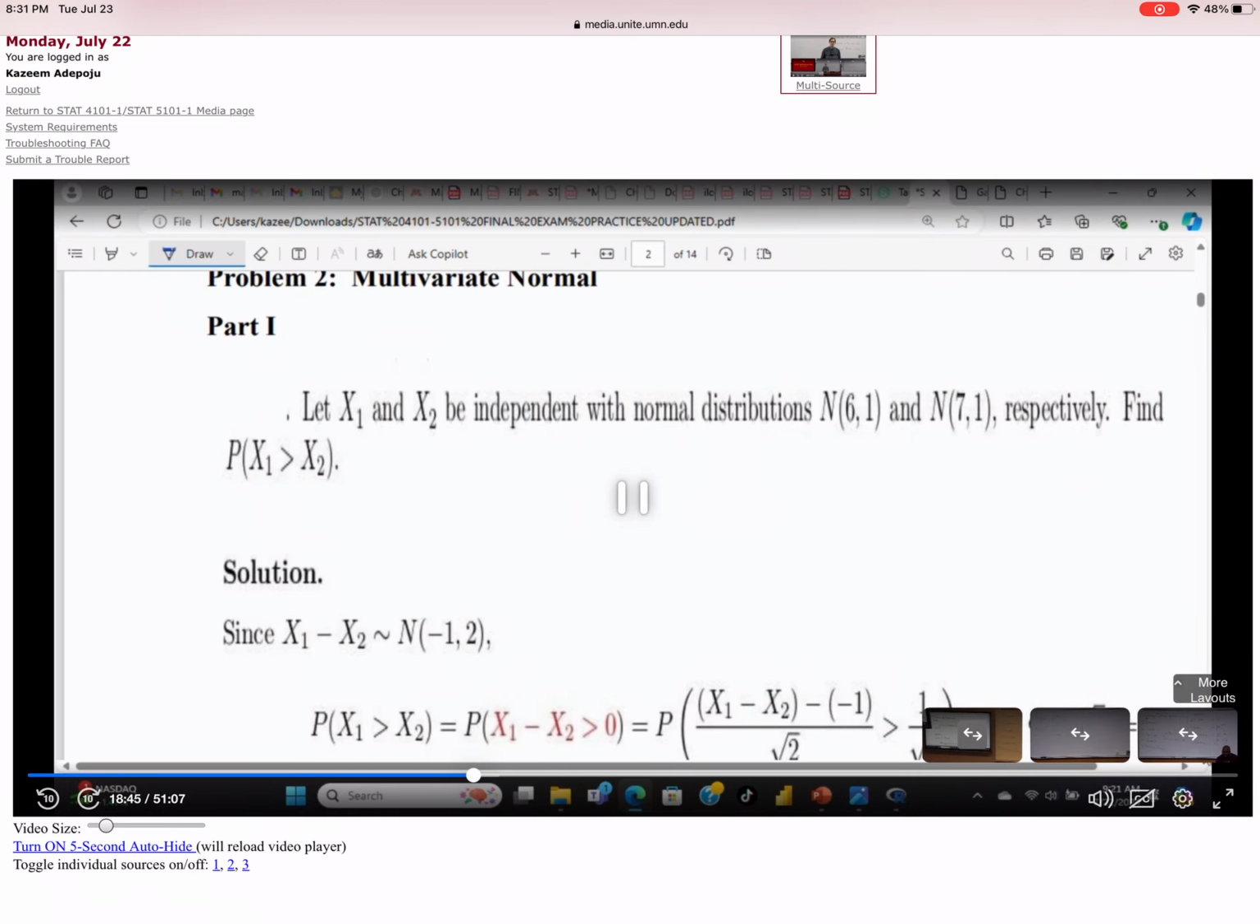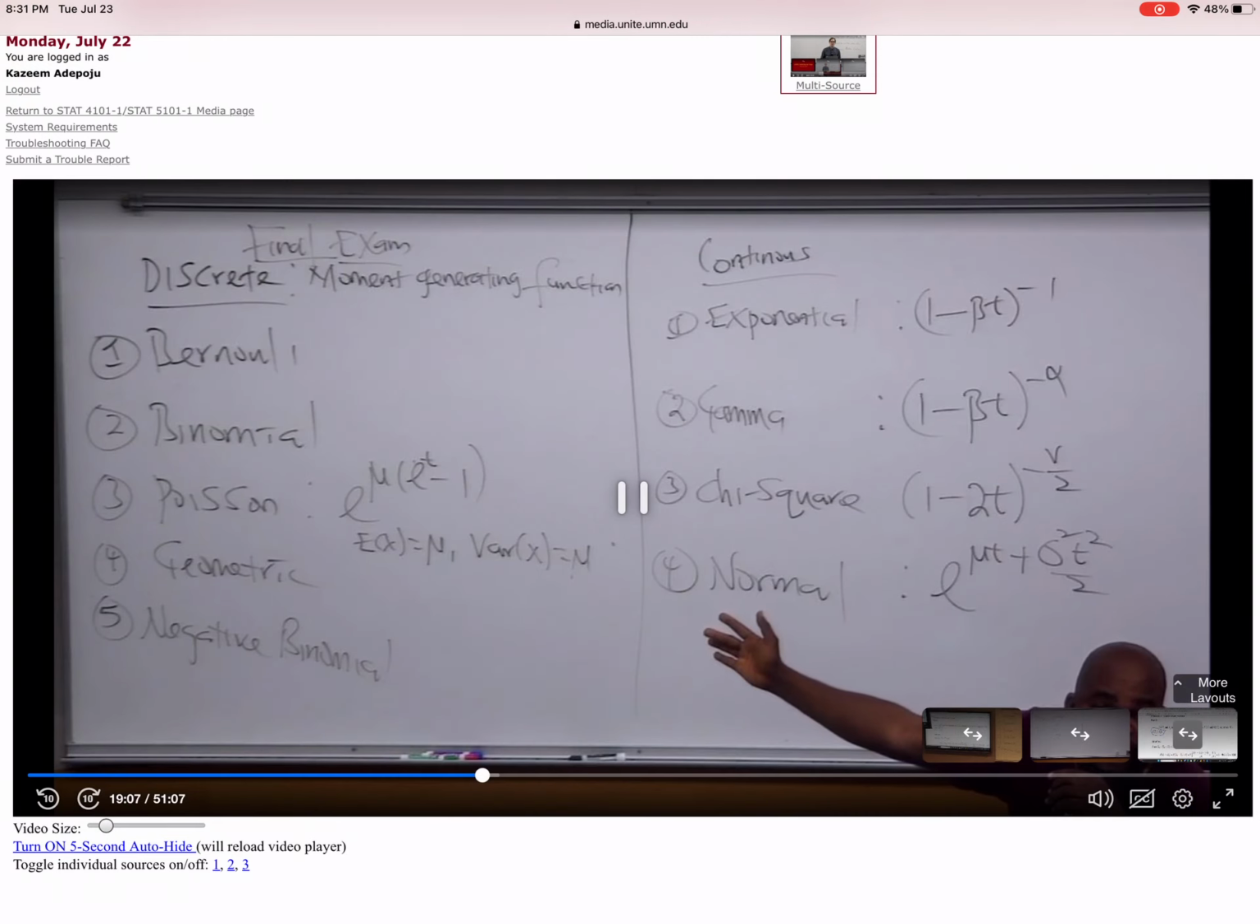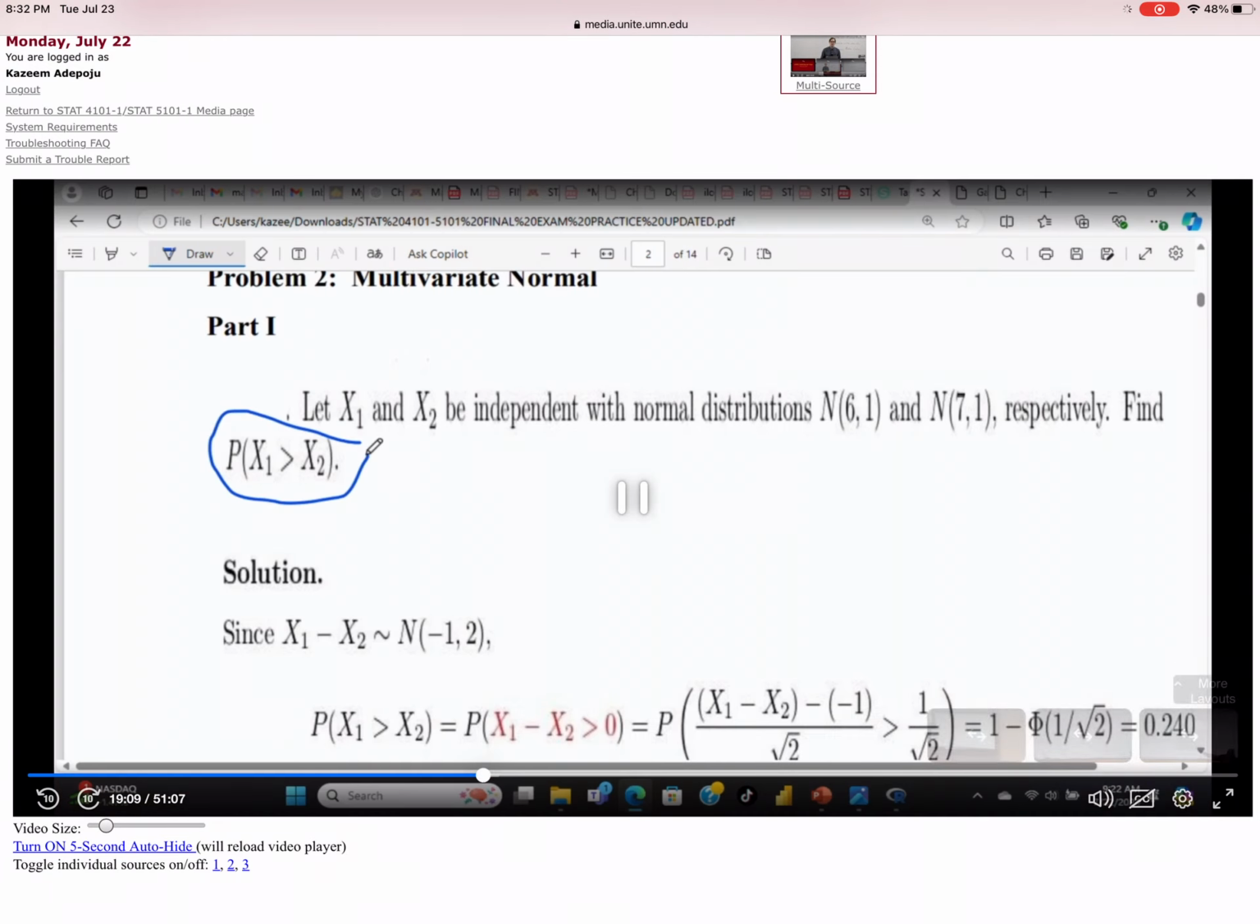Now the question says, find the probability of X1 greater than X2. Okay, the probability of X1 greater than X2. X1 and X2 follow normal distributions. They have different means, but they have the same variance. One has a mean of 6, the other has a mean of 7, but they have the same variance, 1 and 1. I need you to take a look at that. Now you know what you need to do.